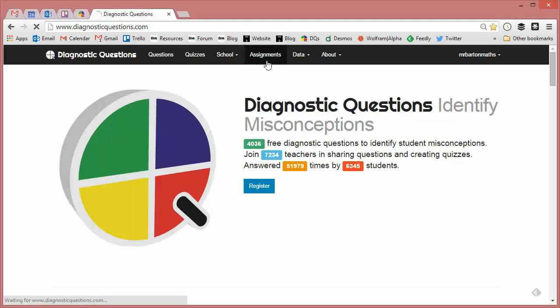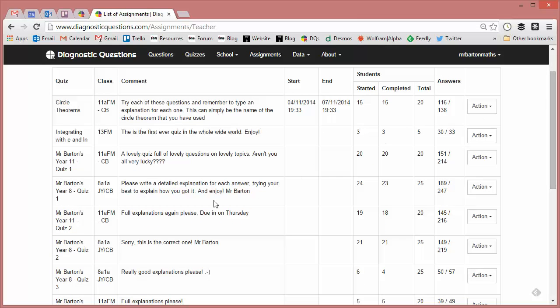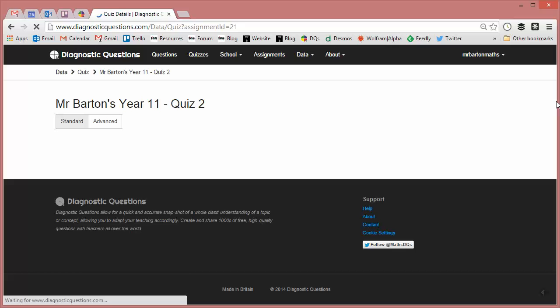So I'm going to click in assignments, and this gives me a list of all the assignments that I've set. And the one I'm interested in is this one, Mr. Barton's Year 11 Quiz 2. I set that to my students. There are 20 in the class, 19 of them started it, 18 of them have completed it, and I'm going to click on action, and now I want to see some data on that. So let's have a look at what this data page is going to show us about the quiz.